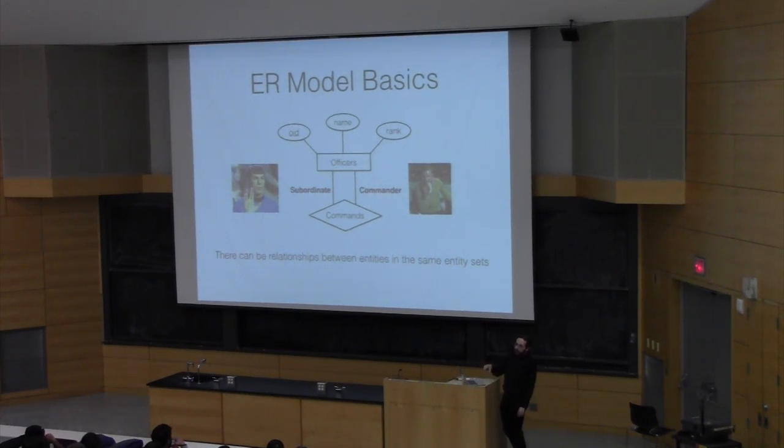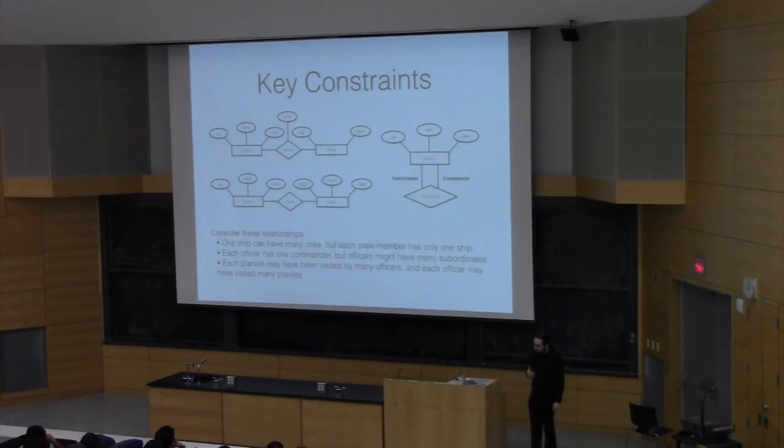Now, this kind of relates to primary key, foreign key. I'm going to use slightly different terminology initially because the ER model has a slightly different way of referring to this. But there's a notion of key constraints. Depending on how these relationships are structured, there may be different kinds of relationships. As a simple example, every subordinate might be commanded by exactly one commander, but every commander might have many different subordinates.